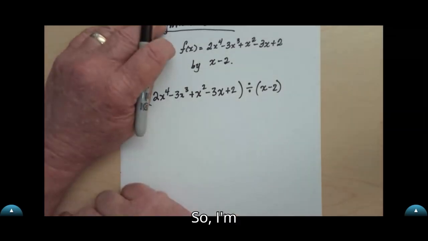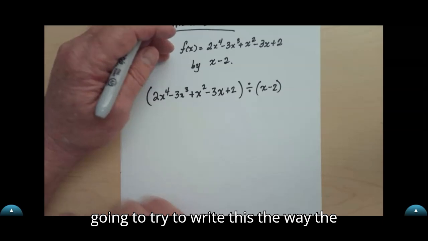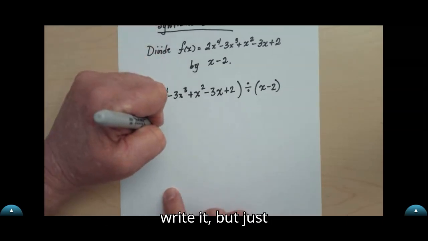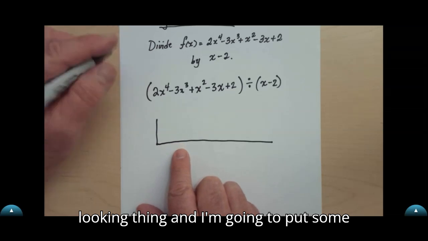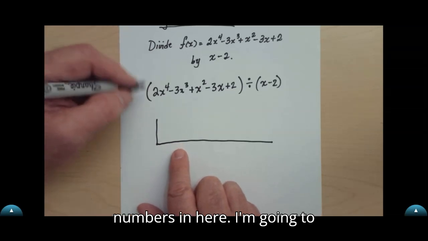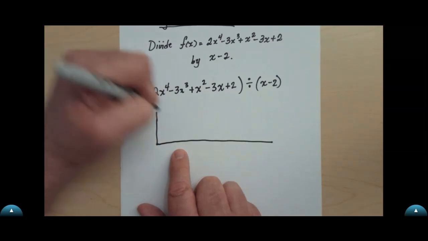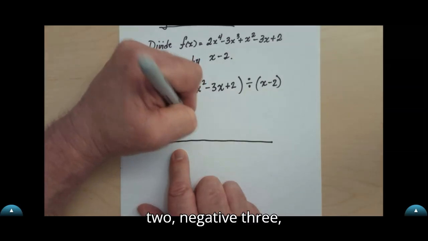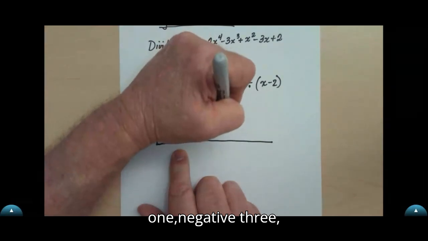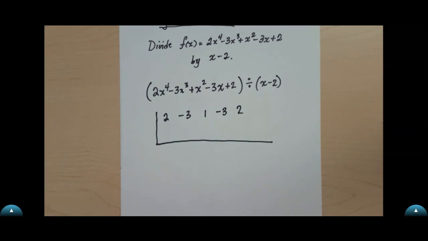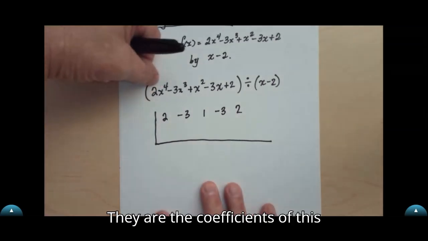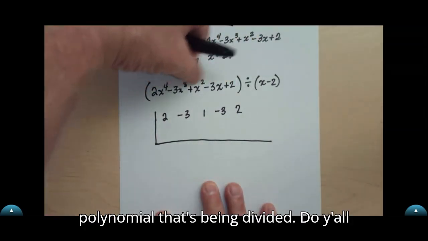I'm going to try to write this the way the book does, although I don't like how they write it, but just for clarity's sake. All right, so I'm going to make this little sideways L looking thing, and I'm going to put some numbers in here. 2, -3, 1, -3, 2. Somebody tell me where I got those numbers from. They are the coefficients of this polynomial that's being divided.